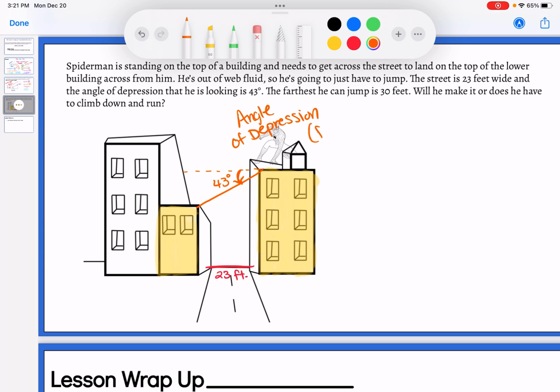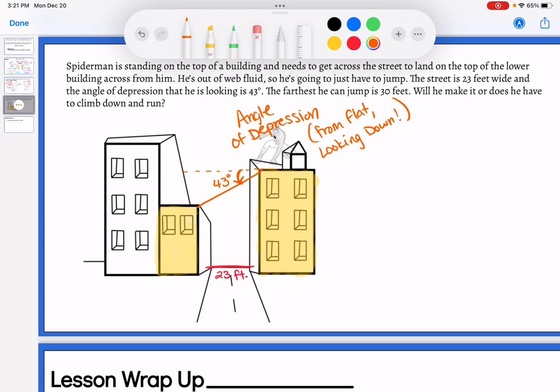Angle of depression is from flat looking down. So from flat looking up is an angle of elevation. From flat looking down is an angle of depression.